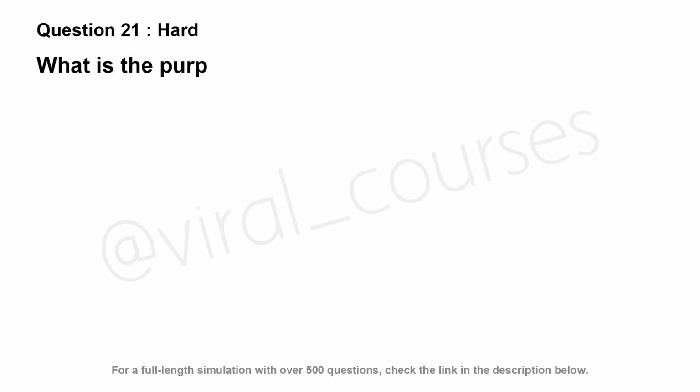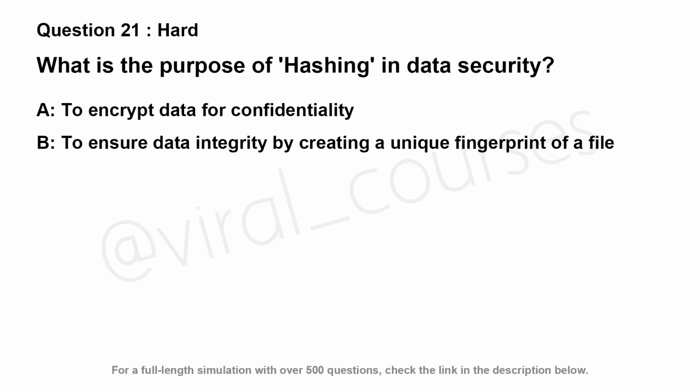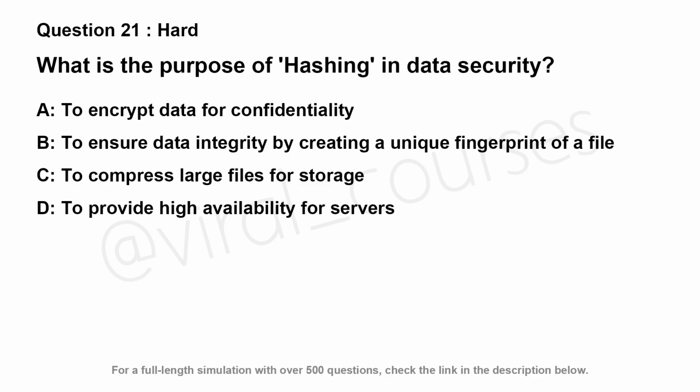What is the purpose of hashing in data security? Option A. To encrypt data for confidentiality. Option B. To ensure data integrity by creating a unique fingerprint of a file. Option C. To compress large files for storage. Option D. To provide high availability for servers.